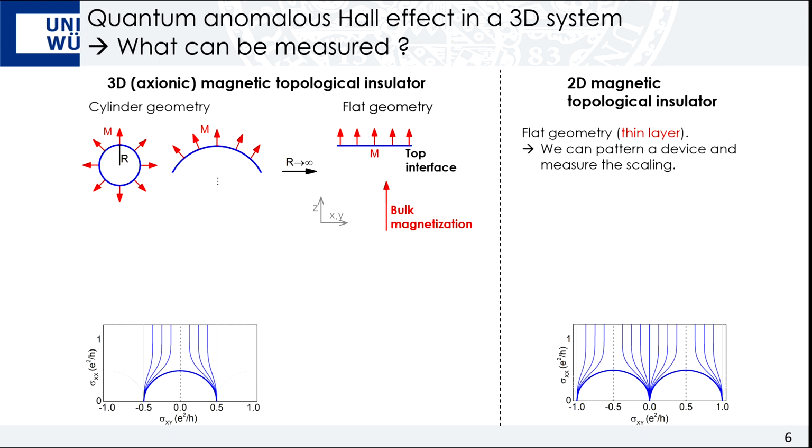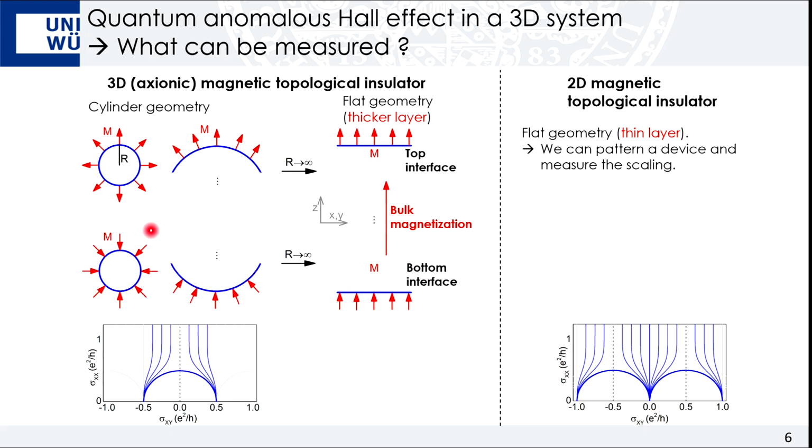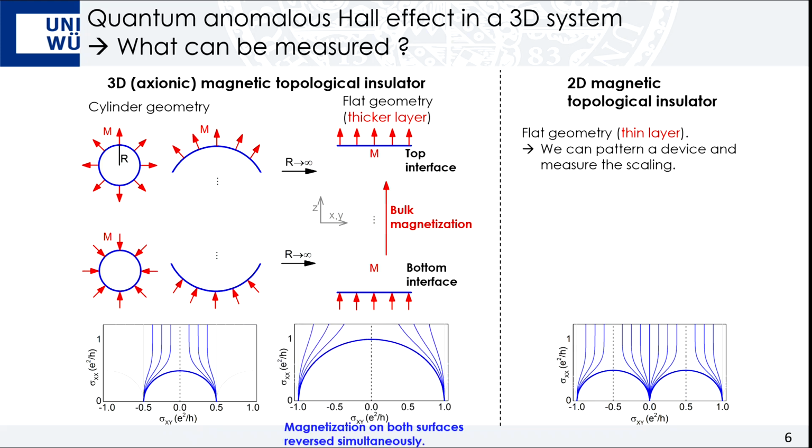Of course, the layer we can create has a finite thickness, so you also have the bottom interface, and if you run the same argument backwards, you find you have a second one of those cylinders on the bottom. So now if you can come up with an experiment to flip magnetization on both surfaces simultaneously, you should be able to see doubling of this scaling diagram. So you should see a transition from 1 to -1, which I think answers your question.